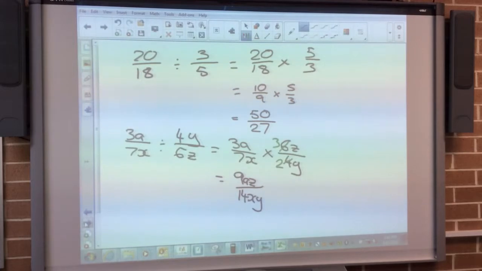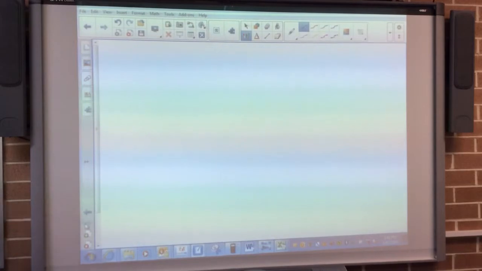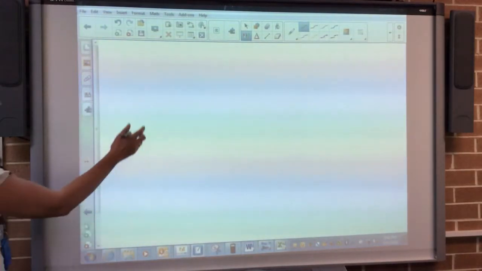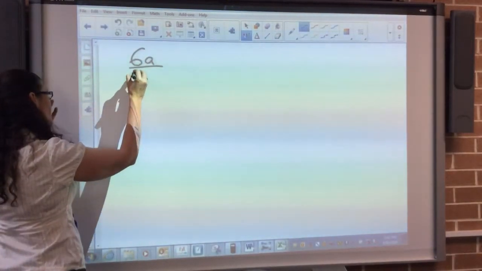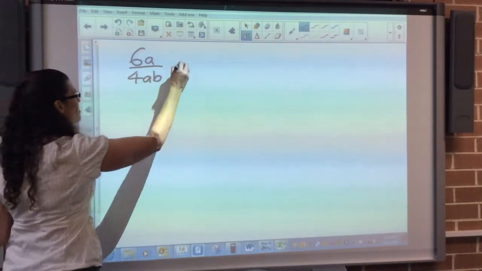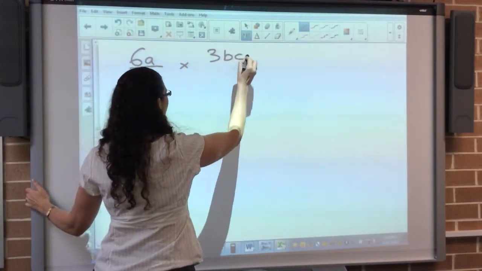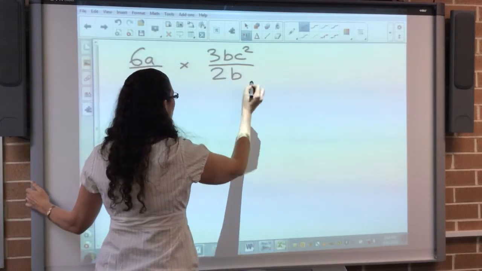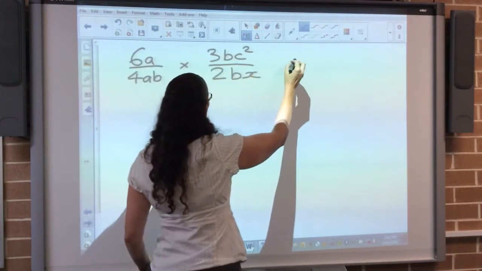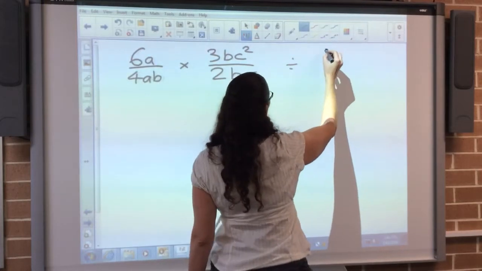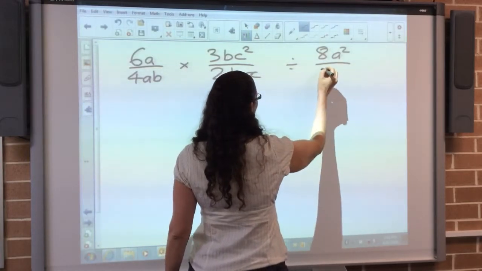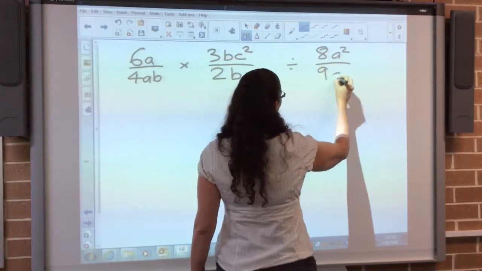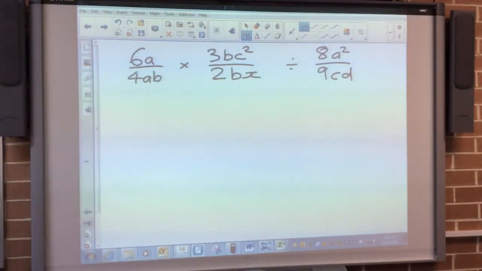Can you do three fractions dividing? You want to do three fractions? Alright, don't blame me that this question's asked. You asked for it. So let's say we have 6a over 4ab. We're going to multiply by 3bc squared over 2bx. Then we're going to divide by 8a squared over, I don't know, let's go 9cd. Is that hard enough for you?